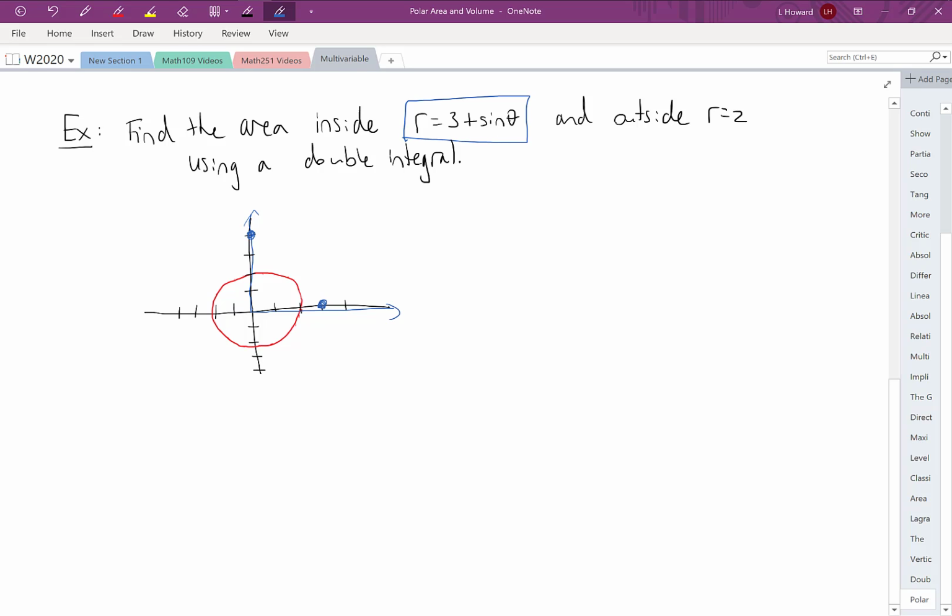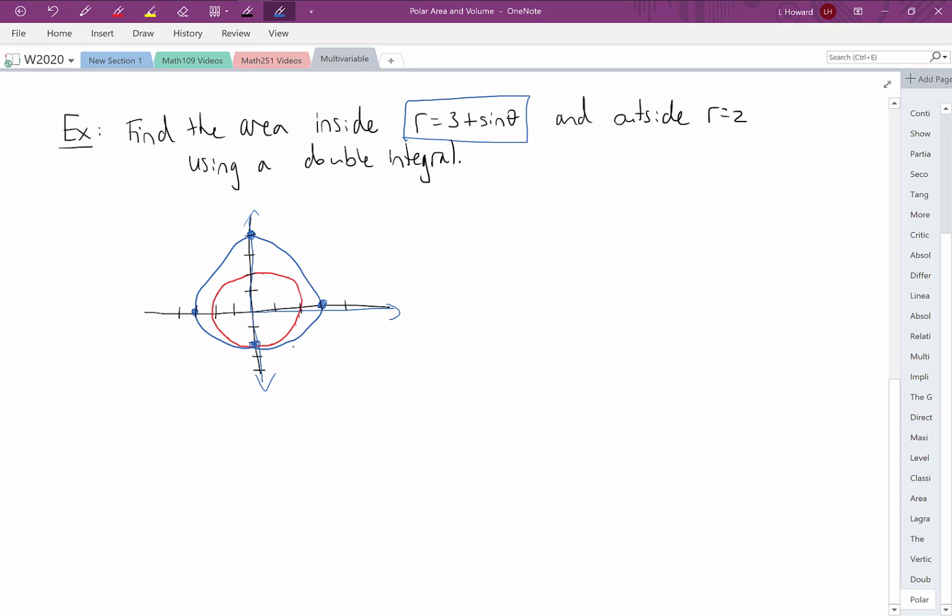Similarly, at an angle theta equals pi, sine of pi is 0, so we're back to radius equal to 3. That gives us this point here. By the time we get around to theta equals 3 pi over 2, sine of 3 pi over 2 is negative 1, so our radius is going to be 2 at that point. So angle 3 pi over 2 corresponds to radius equal to 2. All right, so we've got 4 points here. If we just draw a smooth curve joining those 4 points, we get something that looks like that.